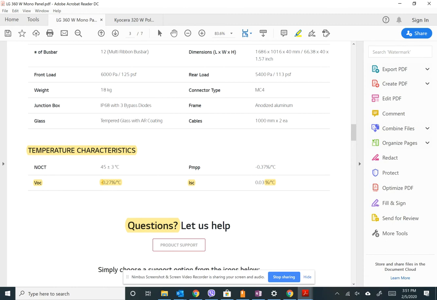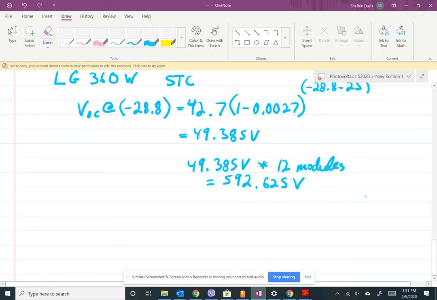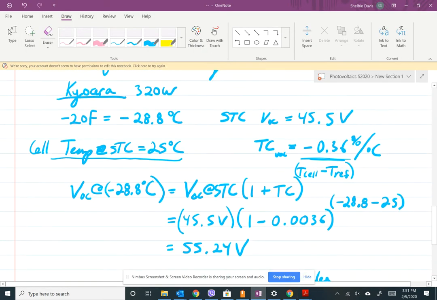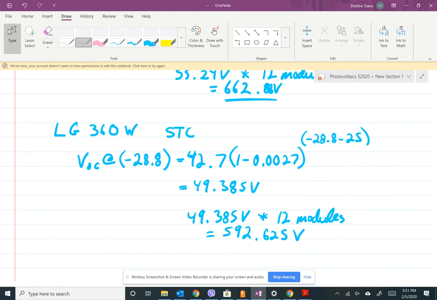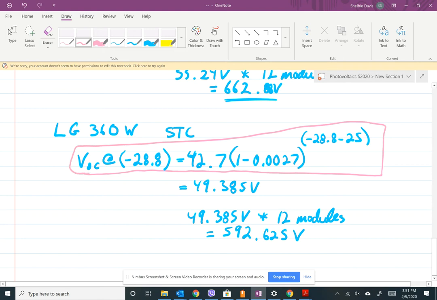Anyway, all right. So let's see how you guys did here. So where am I at here? LG. So I set it up. Here's my equation. So if I solve that, you get 49.385. Multiply it by 12. You get 592 volts.